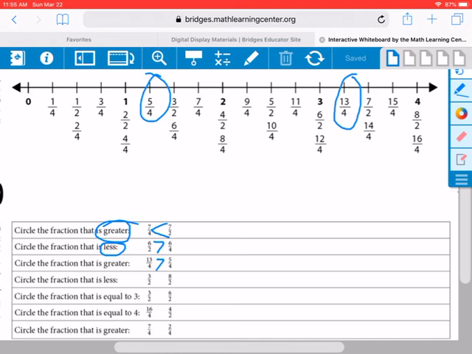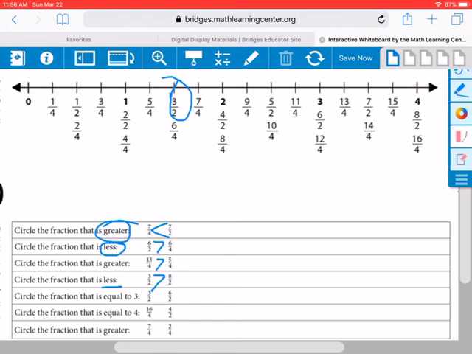So then here on this next one, we want to find the fraction that is less, 3/2 or 8/2. Again, we want to look for the fraction when the denominator is the same. We want to look for the larger numerator. So 8/2 is right here, and 3/2 is right here. So which one is the less fraction? It would be 3/2.